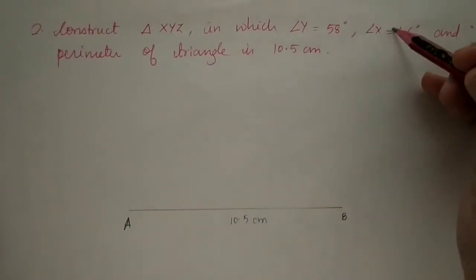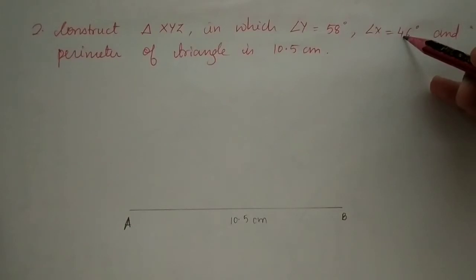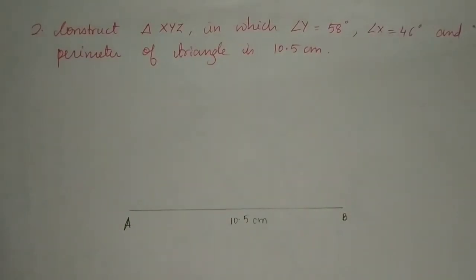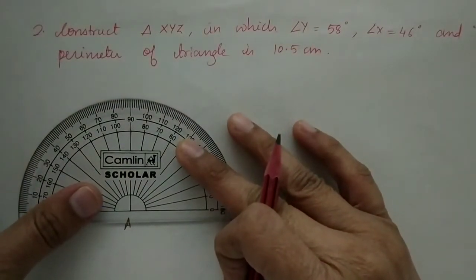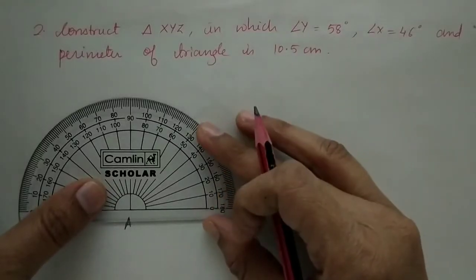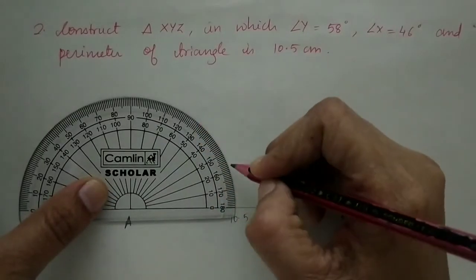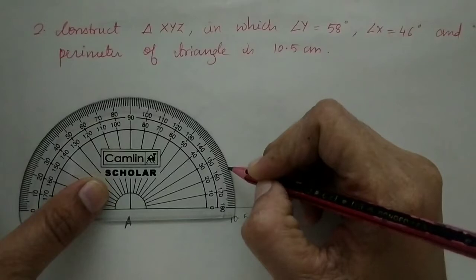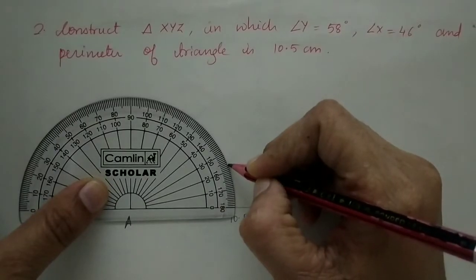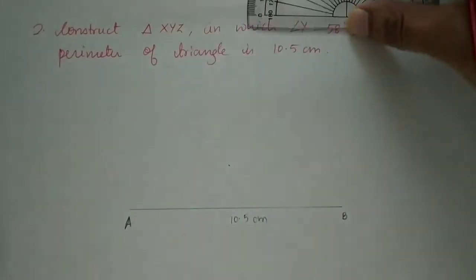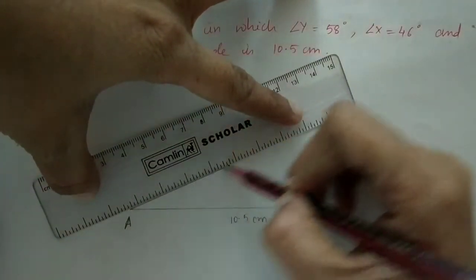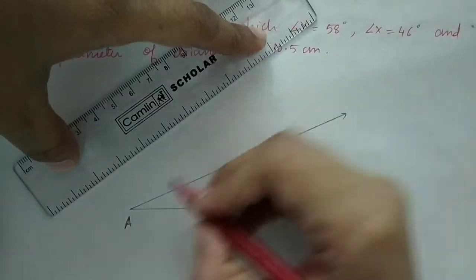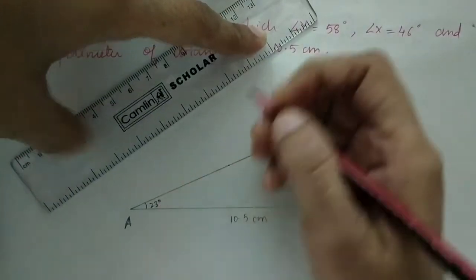So X is 46. So we'll draw the half of 46. That is 23. Okay, so we'll draw it here. 23 degrees will be somewhere 21, 22 and 23. Okay, so this is how we'll be drawing, and let us draw the ray here. Okay, you can immediately show here 23 degrees.